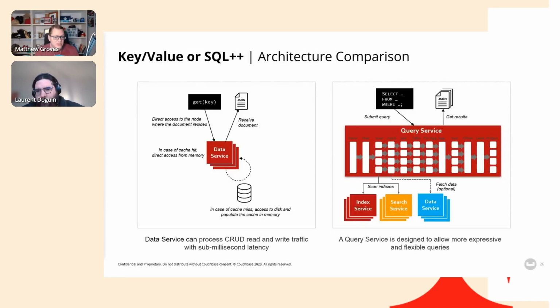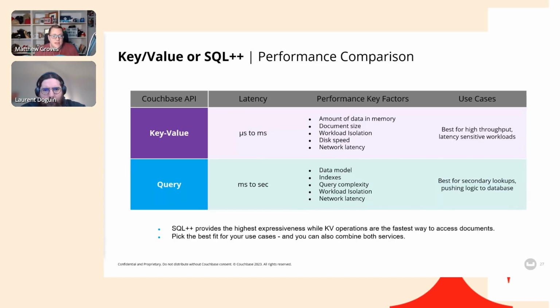And this is just the architectural comparison of those. You can see the key value lookup engages the data service only, very quick, whereas the query service has to go through the standard steps of parsing the query, looking up indexes, cost optimization, all those sorts of things that it has to go through. But sometimes you can't just use a key value query for everything. You have to use a secondary query. This is a performance comparison. Key value is microseconds, query is going to be milliseconds. That's the comparison there.